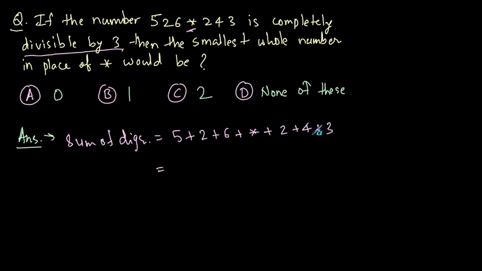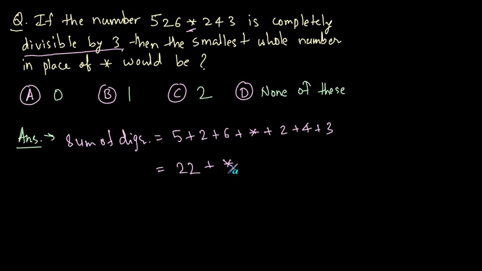Now you need to calculate the sum of all this. So take out the star and sum up the rest of the numbers. So let's do it actually. 5 plus 2 is 7, plus 6 is 13, plus 2 is 15, plus 4 is 19, plus 3 is 22, plus we have the star, and the sum of digits is 22 plus star.